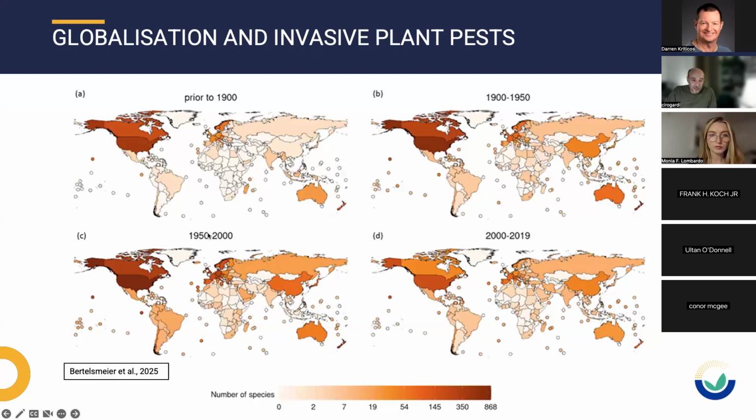The period that goes from 1950 to the year 2000 shows that also other parts of the world, like Latin America and Australia, have an increase in the introduction of pests. And in the current period, we can see that all the developed economies experience a quite high rate of introduction of species.